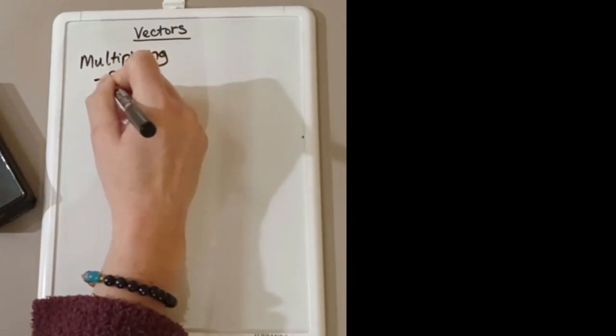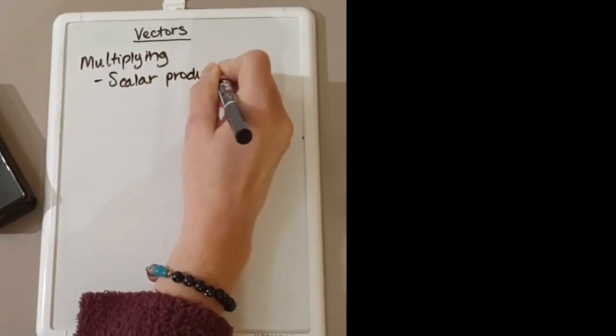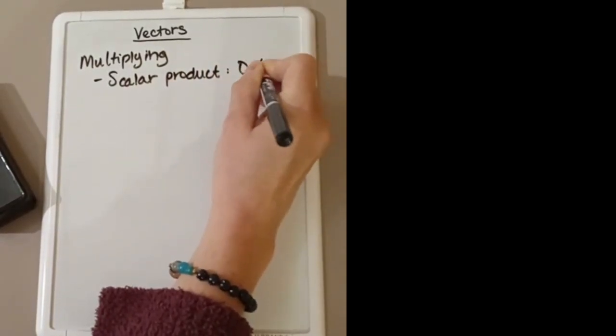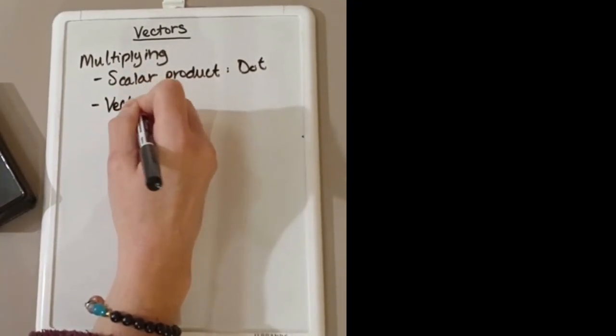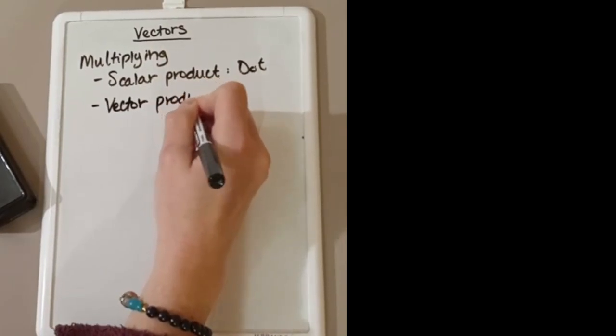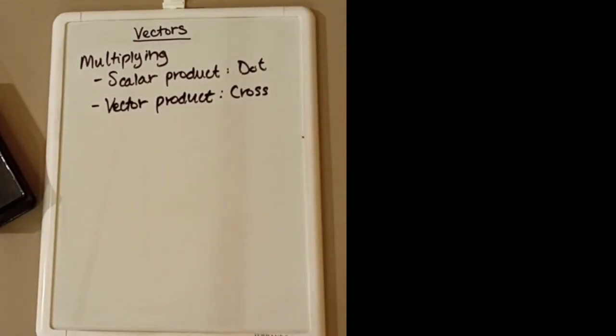We have a scalar product, which is also called the dot product. And we are going to have a vector product. We'll get to that one in a second. And that is called a cross product. I'm always going to refer to them as dot and cross products because that's just how I remember them. A scalar product, as the name suggests, your answer is going to be a scalar. Your vector product, your result is going to be a vector. So let's start with our dot product.